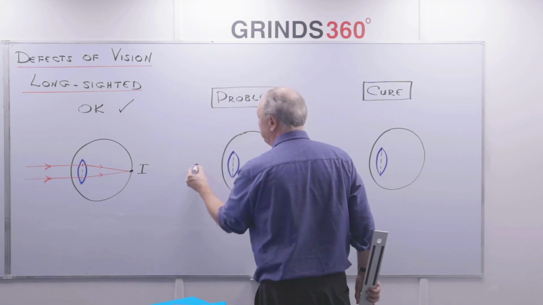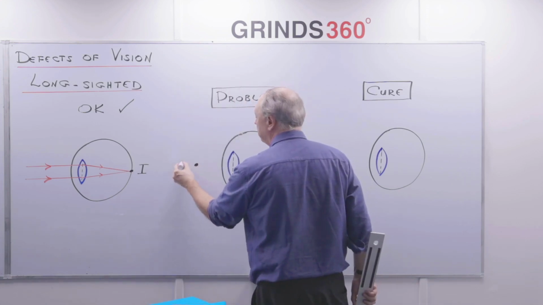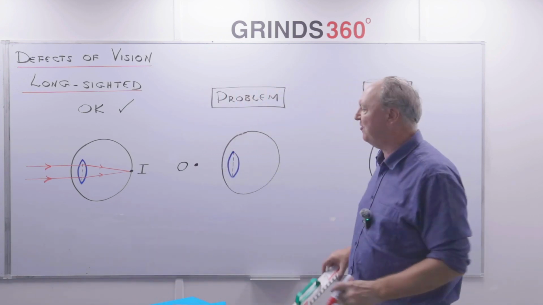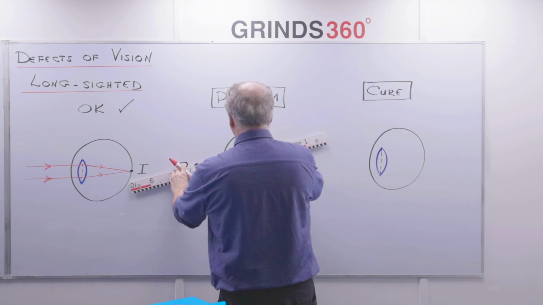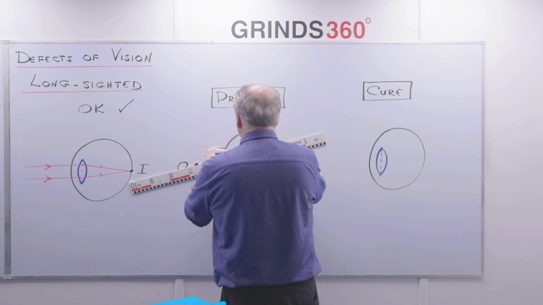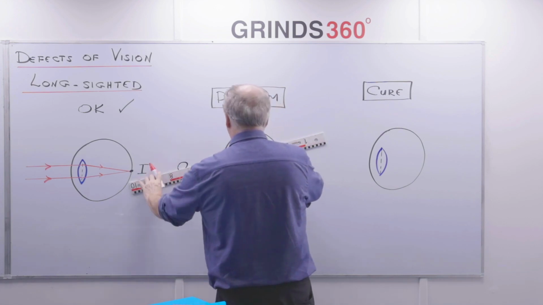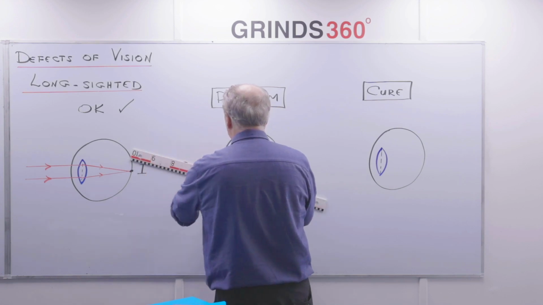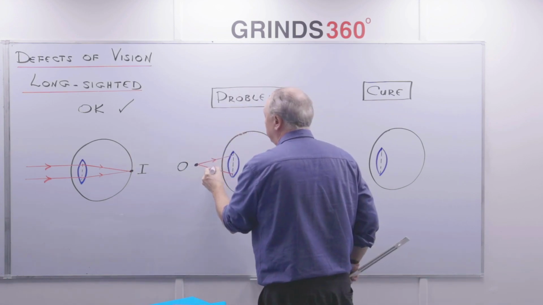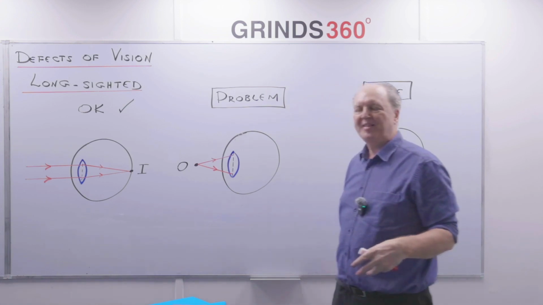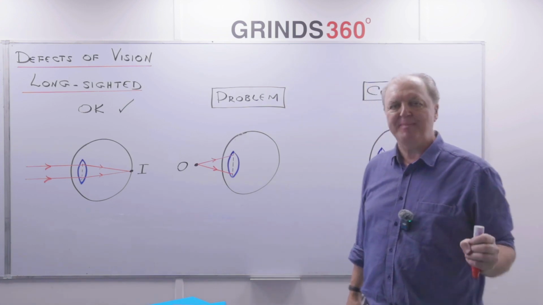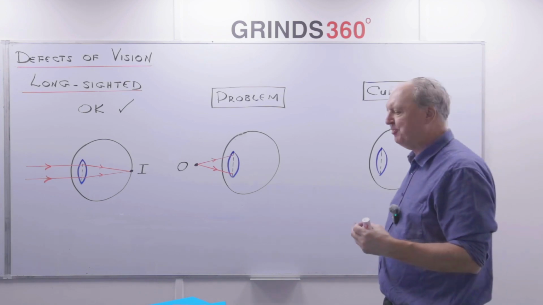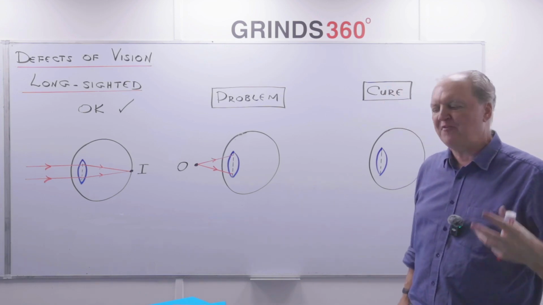So here's a near object, O. And of course, if the object is close by, it's possible for diverging rays to be close enough to still enter the pupil of your eye. Now, what's the problem? Well, this person now has to make their lens more powerful. They've got to make it thicker. And the problem is they can't make it powerful enough.